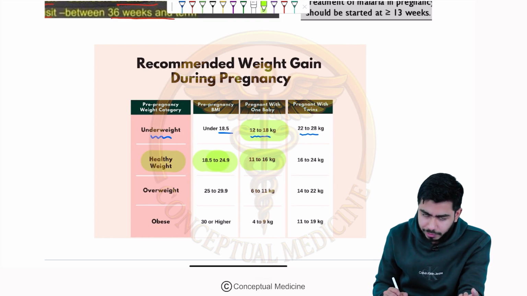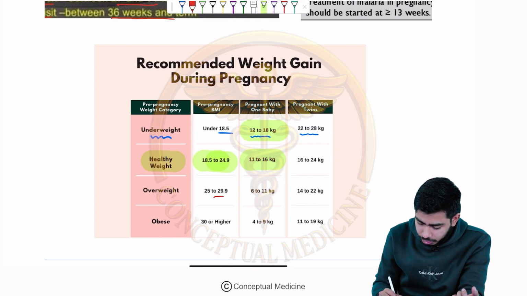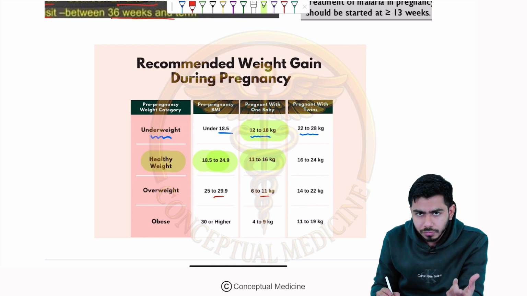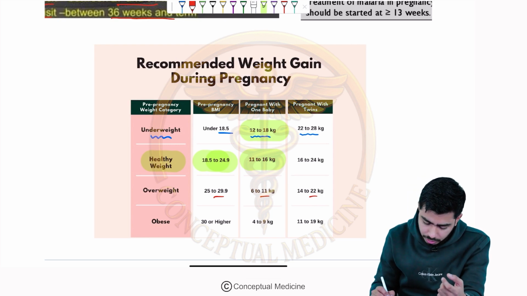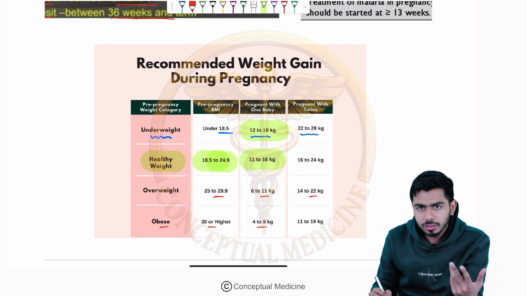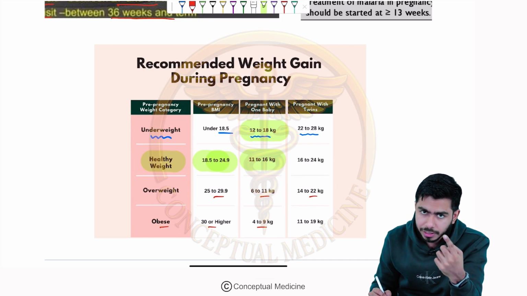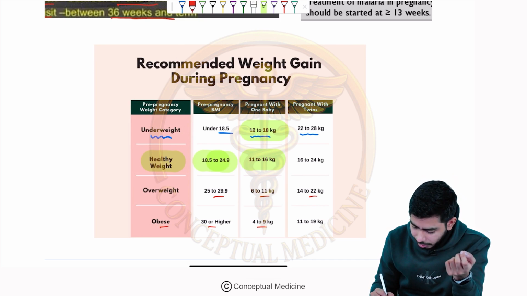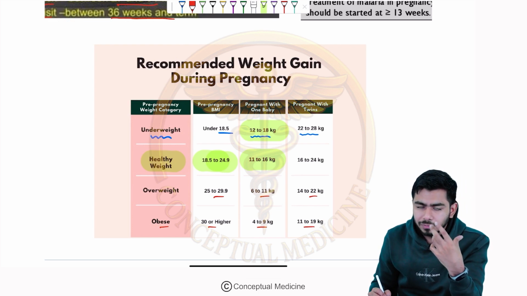Then overweight, BMI 25 to 29.9: 6 to 11 kg is the permissible weight gain range for one baby, and 14 to 22 kg for two babies. As far as obese are concerned, who have a BMI of 30 or higher, 4 to 9 kg is the permissible limit of weight gain for one baby, and 11 to 19 kg for twins.